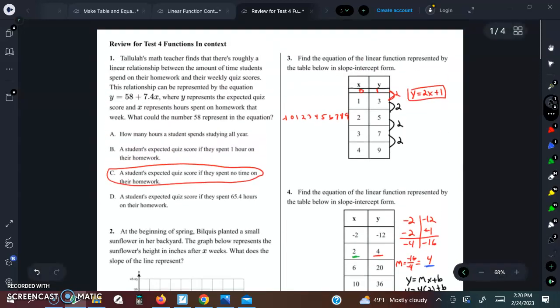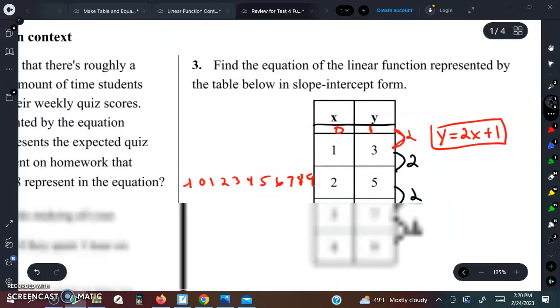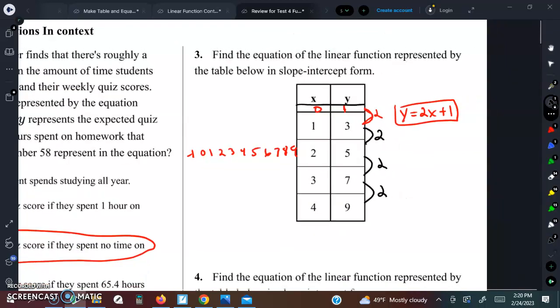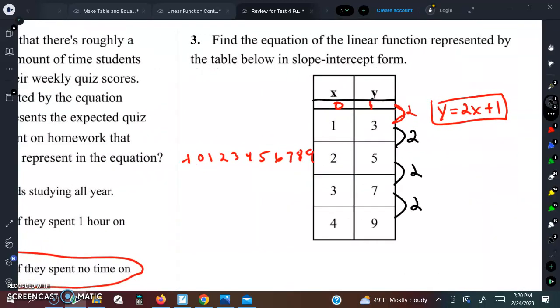Alright, let's take a look at number 3. Number 3 is a table, and what you want to do is find the slope and the y-intercept. You want to find the slope by counting how much it is going down. Okay, so that red part's not on the equation. The black part isn't either. But you know it goes down by 2 each time, right? So that's your slope, and that's why you put that here.